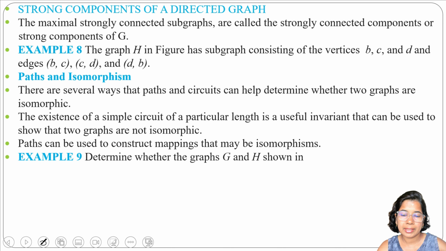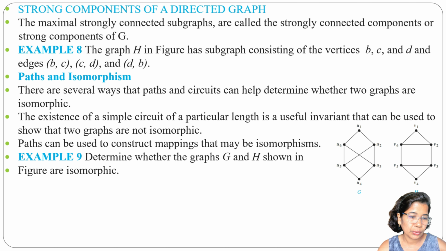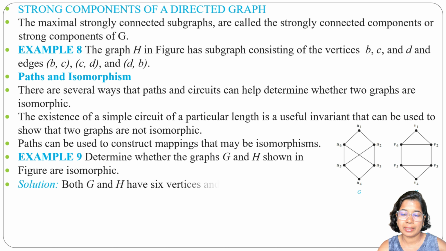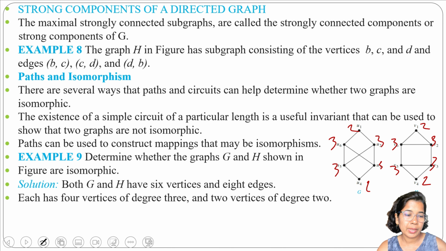Now let's see one example. Example 9. Determine whether the graphs G and H shown in the figure are isomorphic. These are the graphs G and H. Now check all the invariants. Both graphs have 6 vertices and 8 edges. Next we'll check the degree sequence. Here the degrees are 2, 3, 3, 3, 3, 2, and here 2, 3, 3, 3, 3, 2. So both also have the same degree sequence. 2 vertices have degree 2 and 4 vertices have degree 3.